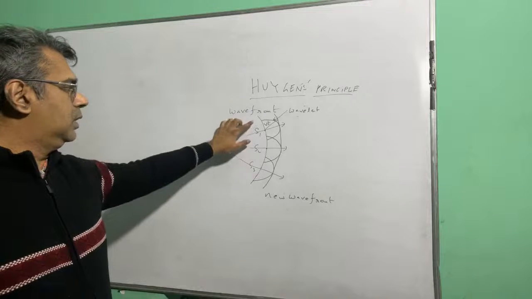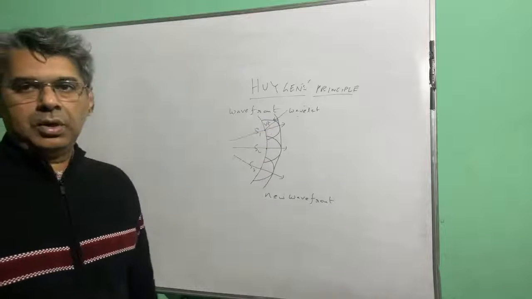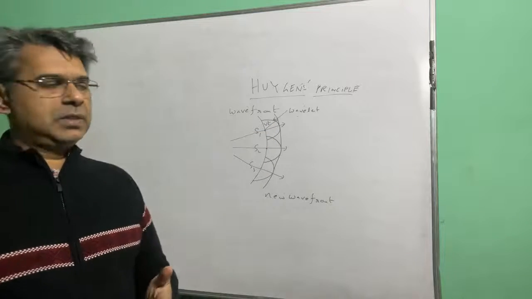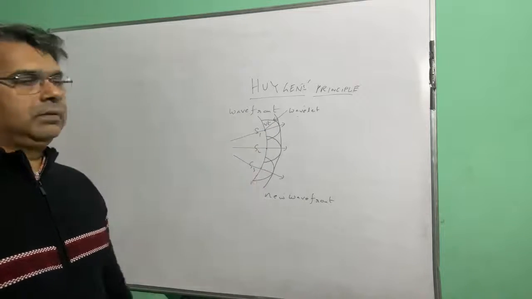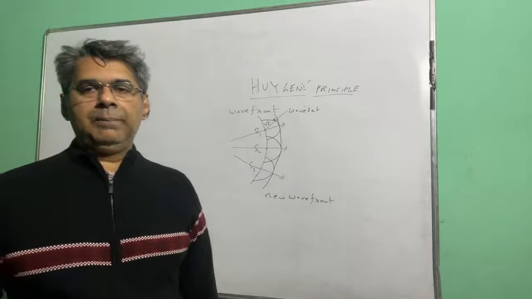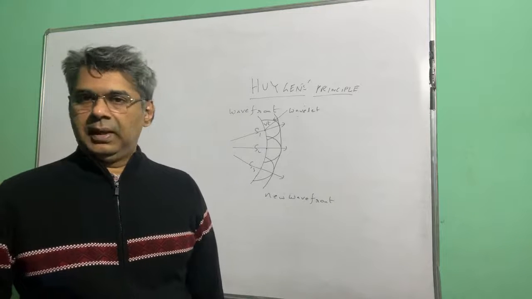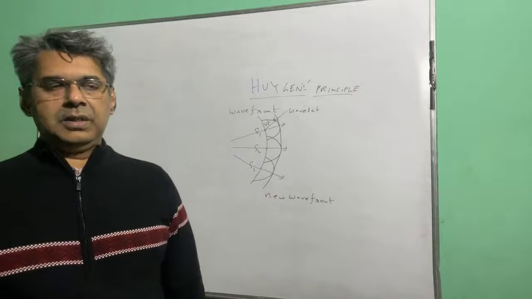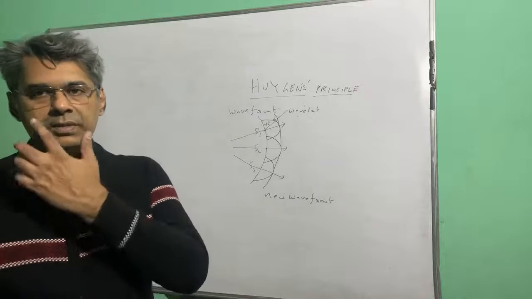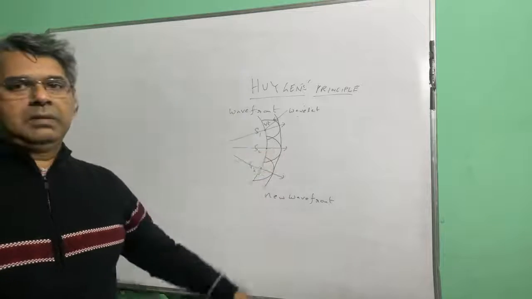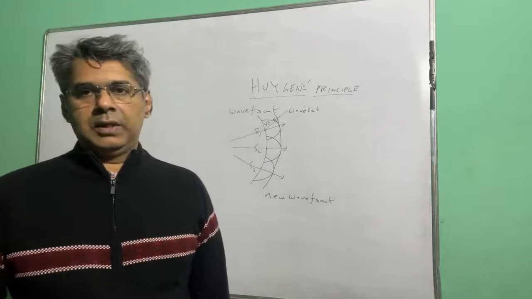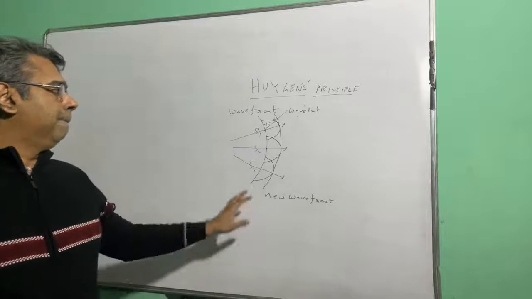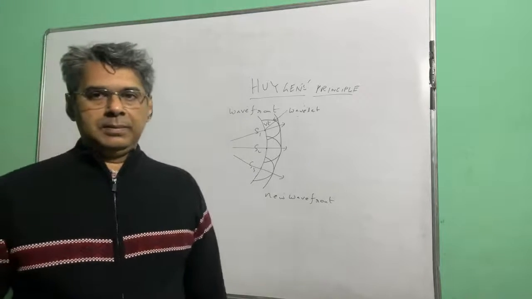Number two, you will notice that the wavefronts which I have drawn are appearing to be spherical. So a spherical wavefront will always come from a point source, right? If you have a point source, then light will emanate in all directions, and therefore the wavefronts will be spherical. So spherical wavefront will happen whenever there is a point source. So this is the total concept of Huygens principle.